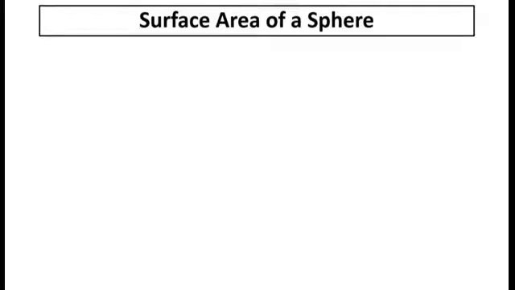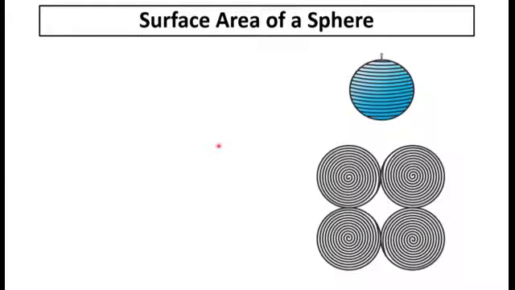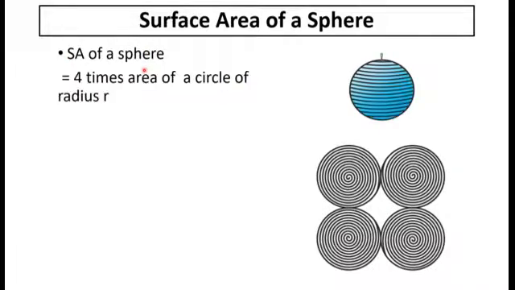Surface area of a sphere. Here one sphere has been shown. By experiment, it has been found that the surface area of a sphere is equal to the area of 4 circles as shown in the figure. So this can be written as surface area of a sphere is equal to 4 times the area of a circle of radius r, where r is the radius of the circle as well as the radius of the sphere.